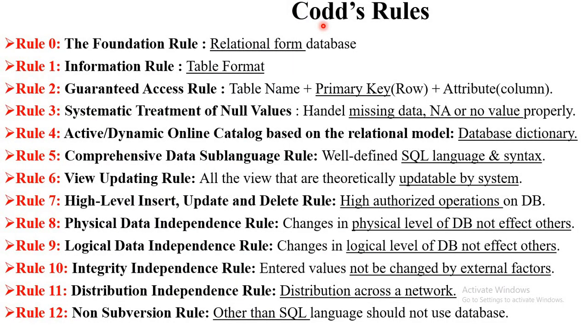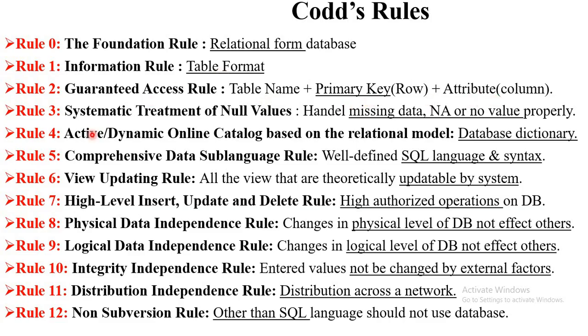Now Codd's rules. From your exam point of view, this is one of the most important questions. The first rule is the foundation rule, which means your database is in relational format. In a database there are multiple tables and all the tables are related with each other. Now the second rule is the information rule. Information rule means your data is stored in proper table format, with rows and columns. Guaranteed access rule means you can access the data by using the table name, the primary key or the column name.